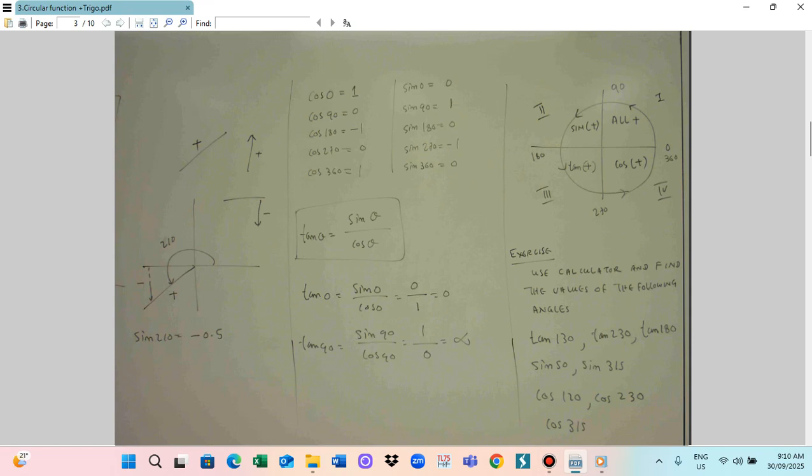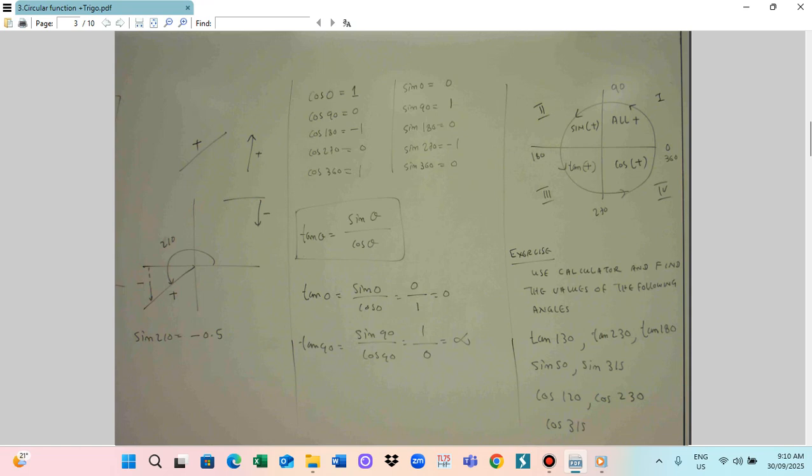And the final one is any angle between 270 to 360. So this is 0, 90, 180, 270, and 360 back. Any angle between 270 to 360, only cosine is positive, and the others will be negative. So this is why we can see that this is the four quadrants. From 0 to 90, all angles, which means sine, cosine, tangent all become positive.